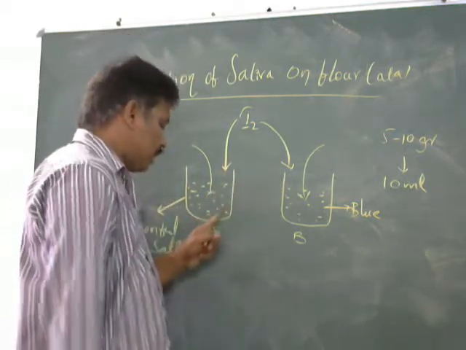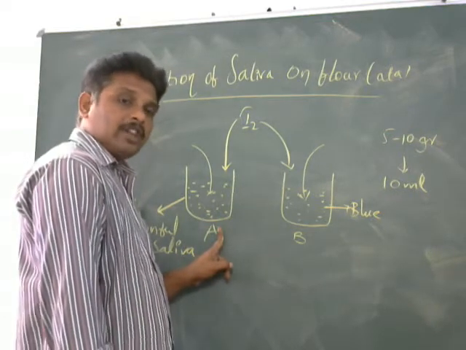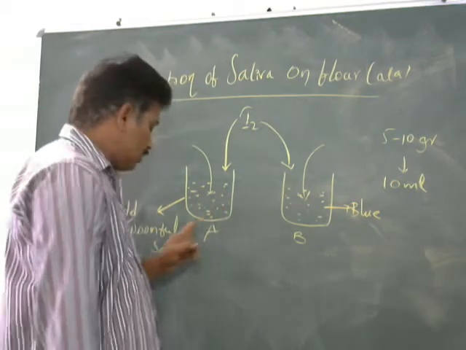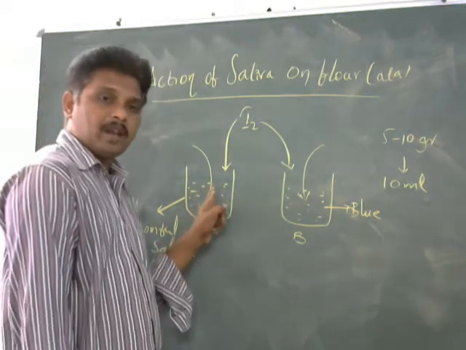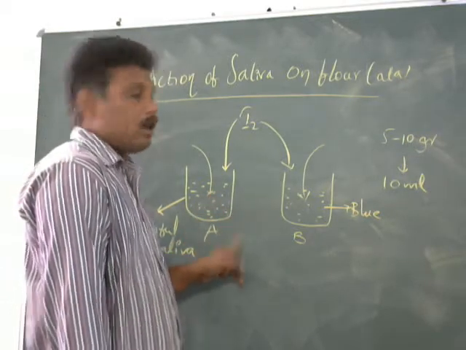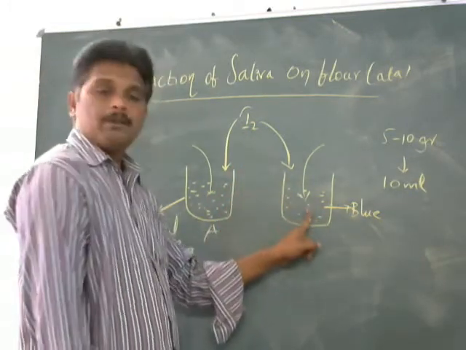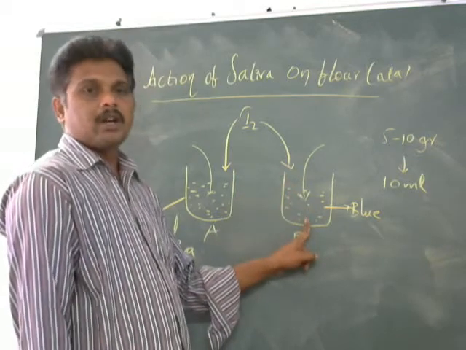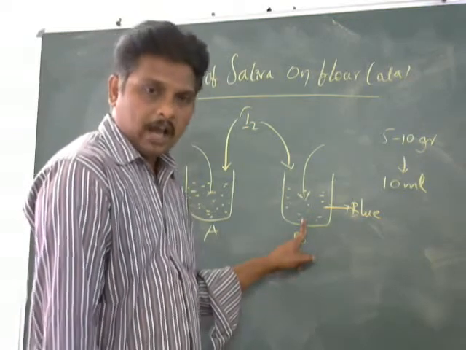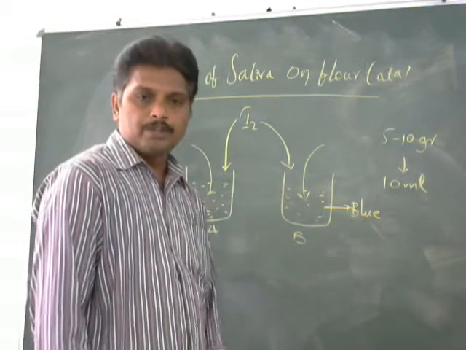That is why only the starch solution present in beaker A will not turn bluish black, because we added saliva to it. The salivary amylase enzyme acted upon this starch and converted it into dextrose sugar. Iodine can give a bluish black color only with starch. In the second beaker, only starch solution is present. Starch is not changed into any other simple carbohydrate. That is why it changed into bluish black color.